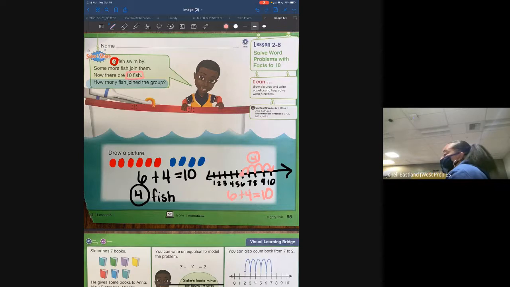Is there anyone that did anything different from what I'm seeing? Amelia, how did you do it? I did it by using my brain, but I didn't do it how Leah did it. So I just thought in my brain and thought about was it 4 or was it 6, and I thought it was 4, and then I counted it in my brain. So you counted with your brain?